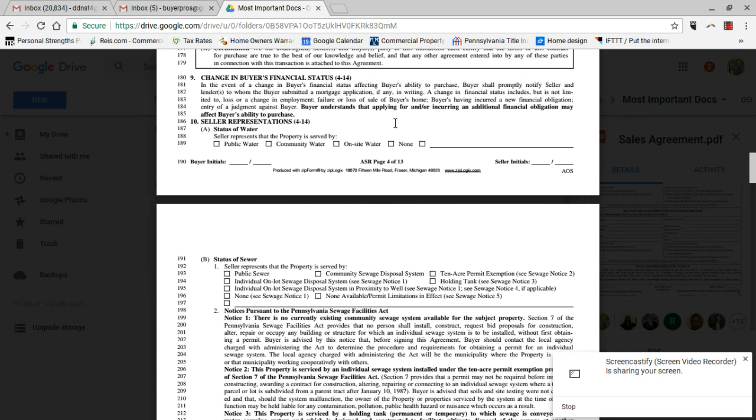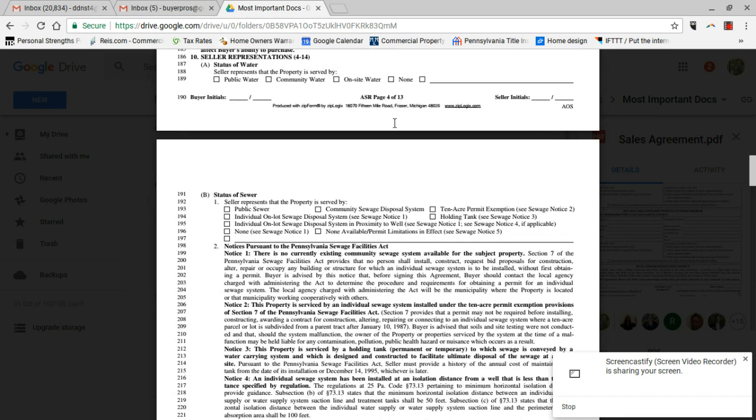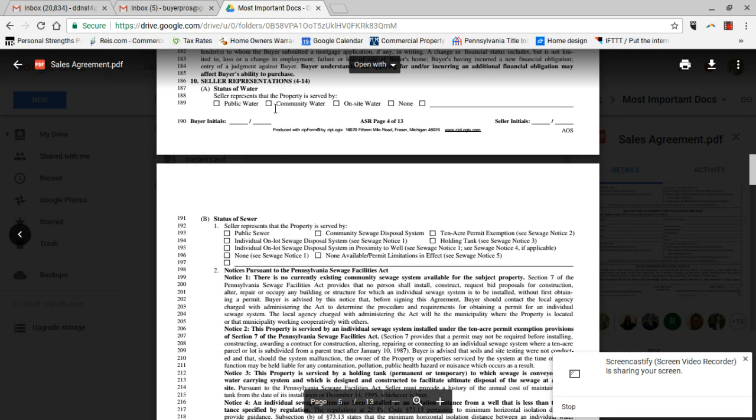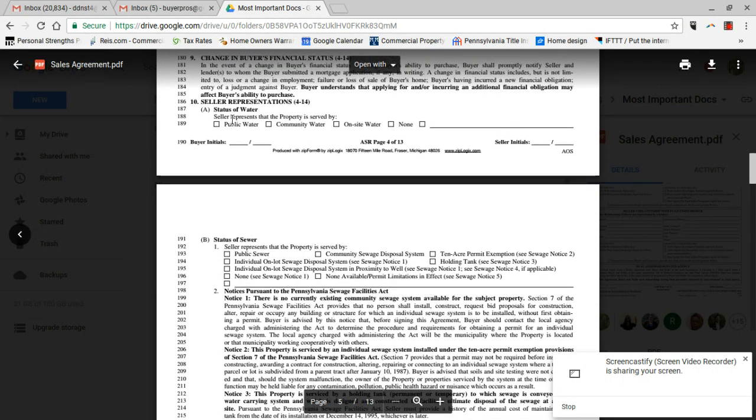So that's why you would want to let the other agent know that. Seller representations. This is the status of water, public sewer, all that sort of stuff. You're just going to check what it is in here. So if we're in the city of Pittsburgh and we have checked public water because it's supposed to be public water, and we find out there's a septic system there, then the deal is done. The contract's broken and the deal is done. So the buyer can get out of it. That's why you'd want to make sure that's checked. There probably isn't that situation, but you never know. So just make sure you have it filled out to be safe.